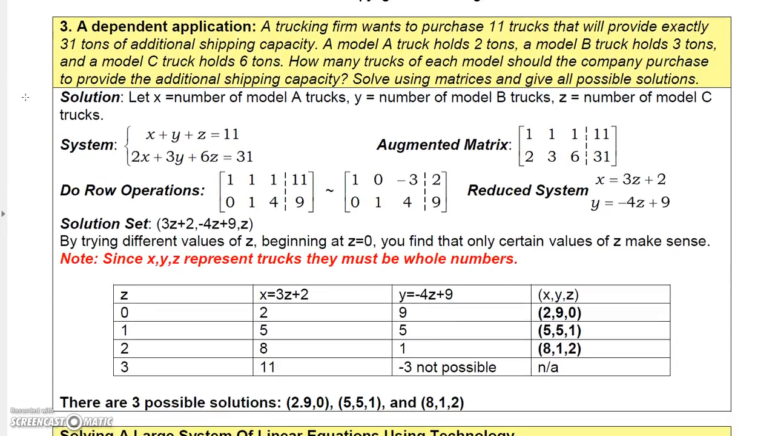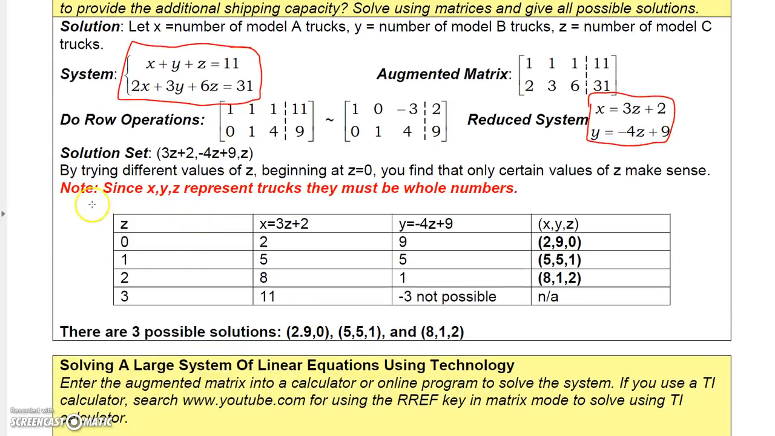Number 3 is a little bit different. Let me just tell you what's happening on this one real quick. I only have 2 conditions here. I have to have 11 trucks and 31 tons. When I reduce that and get the equations, I just get these 2 equations: x equals 3z plus 2 and y equals minus 4z plus 9. So I know that x and y both depend on z. So x equals this, y equals this.